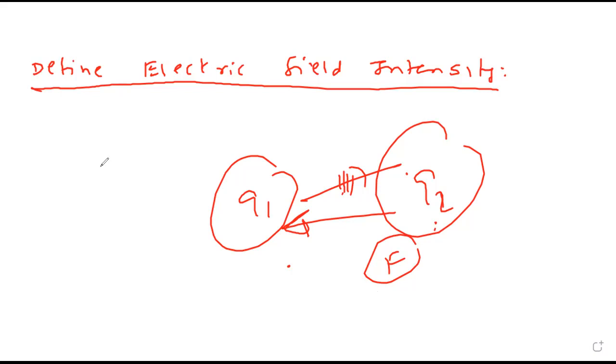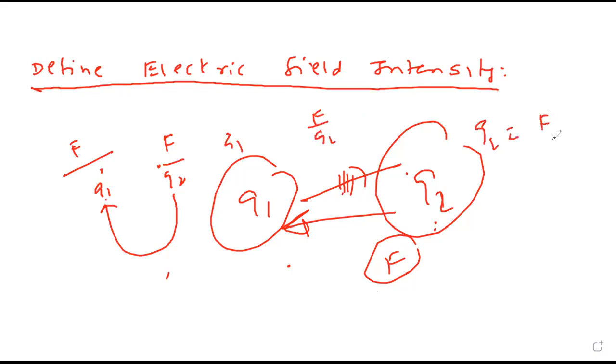Hello? Yes. See, Q1 wants to check its intensity. Then it will apply force to Q2. If Q2 wants to check intensity, it will apply force to Q1. So indirectly it is force acting on unit charge. But for Q1, that force should act on Q2. And for Q2, force should act on Q1. This is called electric field intensity.